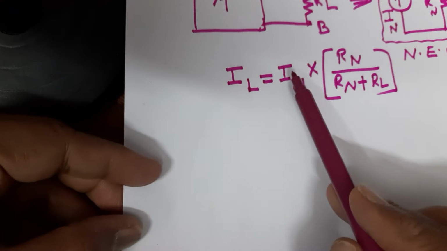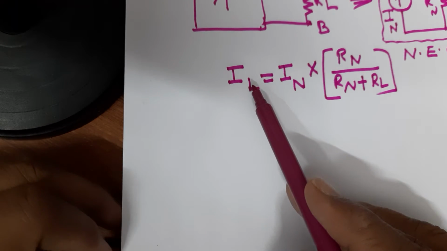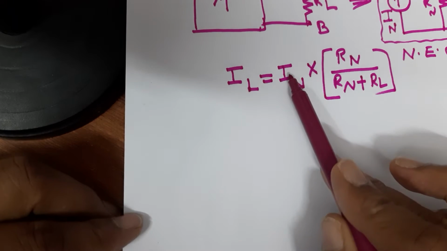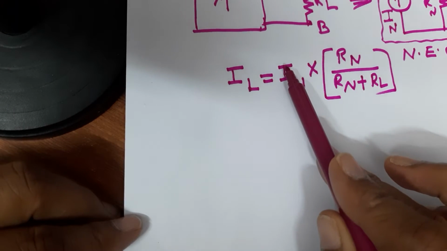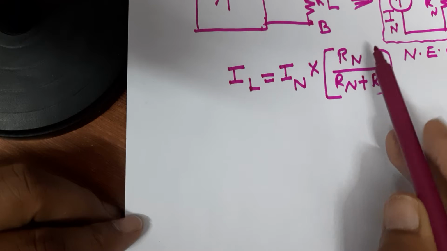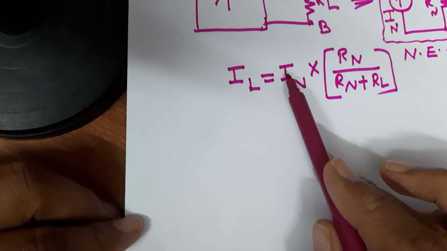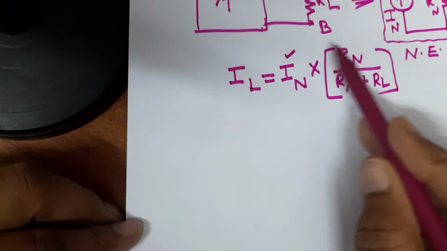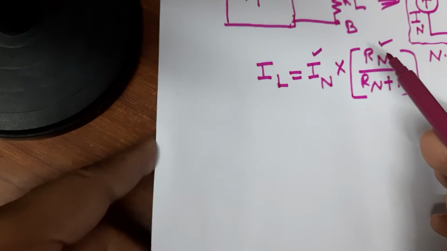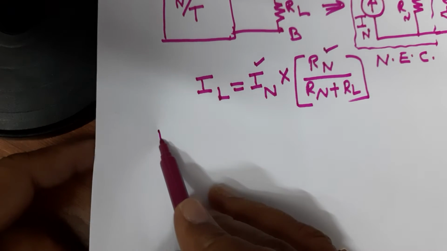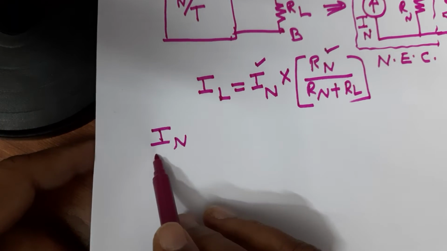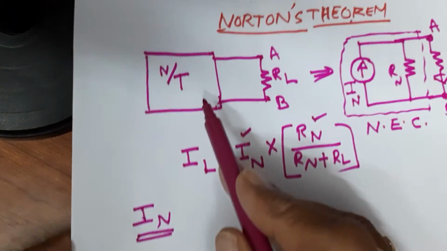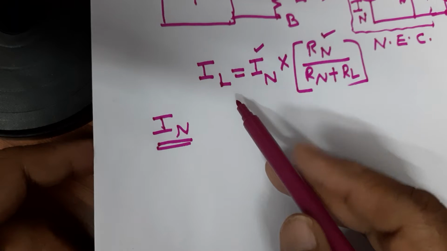Now, just like in Thevenin's theorem, where we explained how to find Thevenin's voltage and Thevenin's resistance, here also we will explain how to find the value of Norton current and Norton resistance. First we'll see what is Norton current, IN. The procedure for finding the Norton current from the given network is as below.